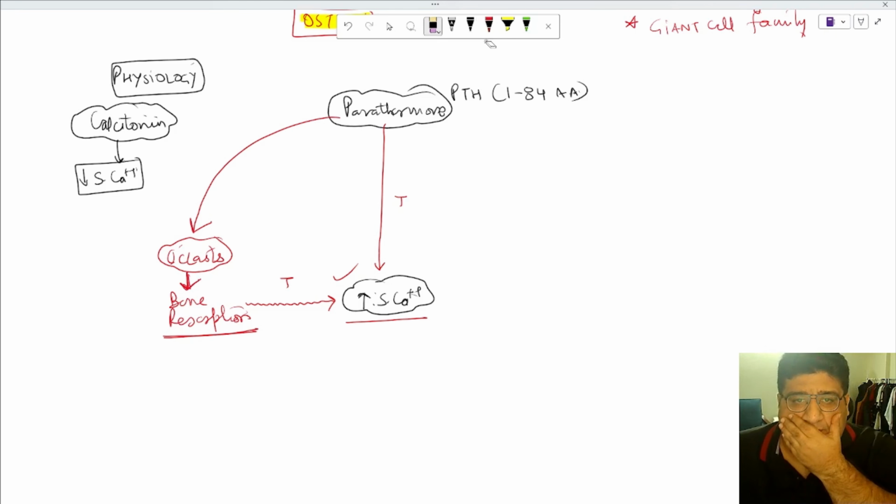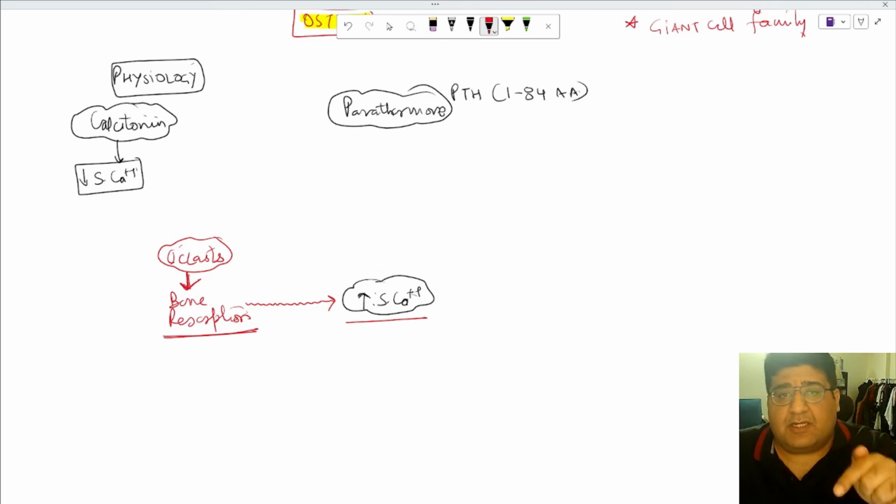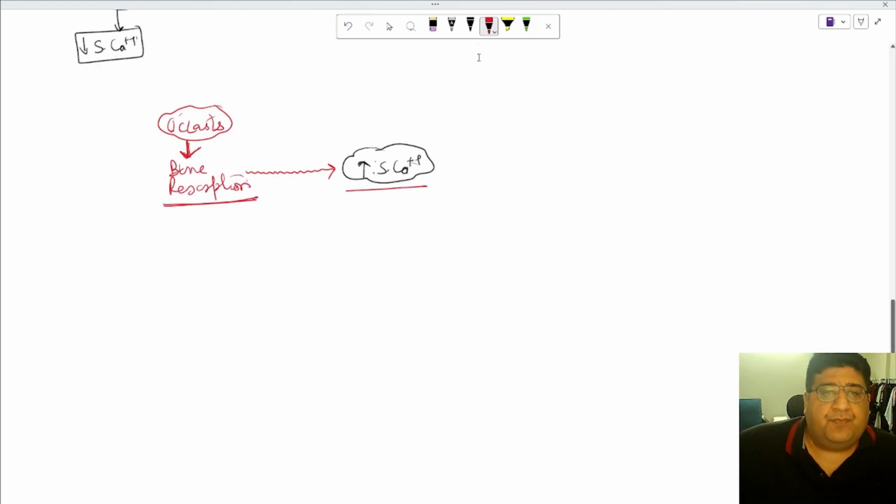False. It looks true, but it is not true. Parathormone does not directly stimulate osteoclast. I can tell you why. Listen to this.